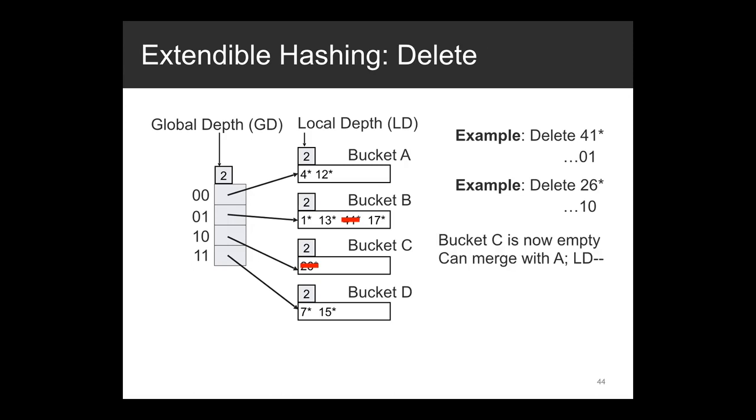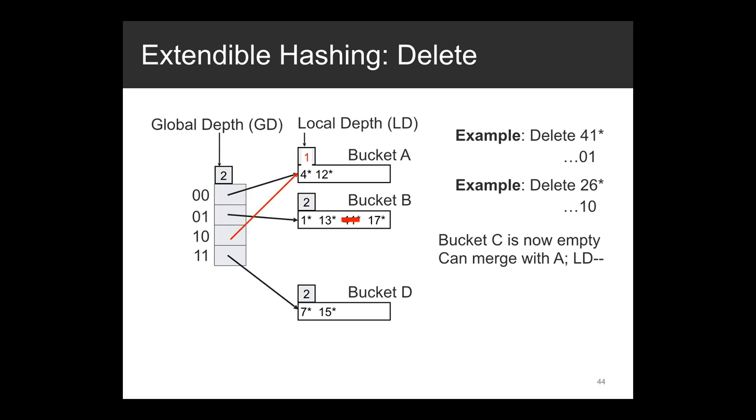What do you do? You look at the historical split image of C. To do that, you need to look at the last GD minus 1 bits. GD minus 1 is 1. And the last bit means 0, 1, 0, 1. A has 0 as the last bit. C has 0 as the last bit. So A and C are the historical split images. Therefore, you want to merge C with A and decrement its local depth.